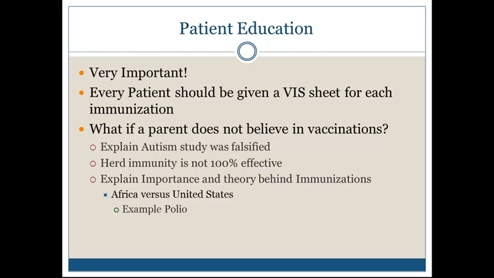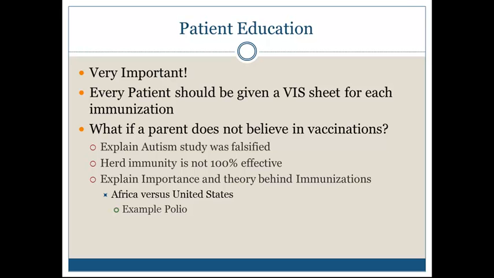Patient education is very important. Every patient should be given a VIS sheet, or vaccine information sheet, for each immunization. We are required to give this to each patient. It educates our patient on what we are immunizing them for and what to do if there are bad reactions.